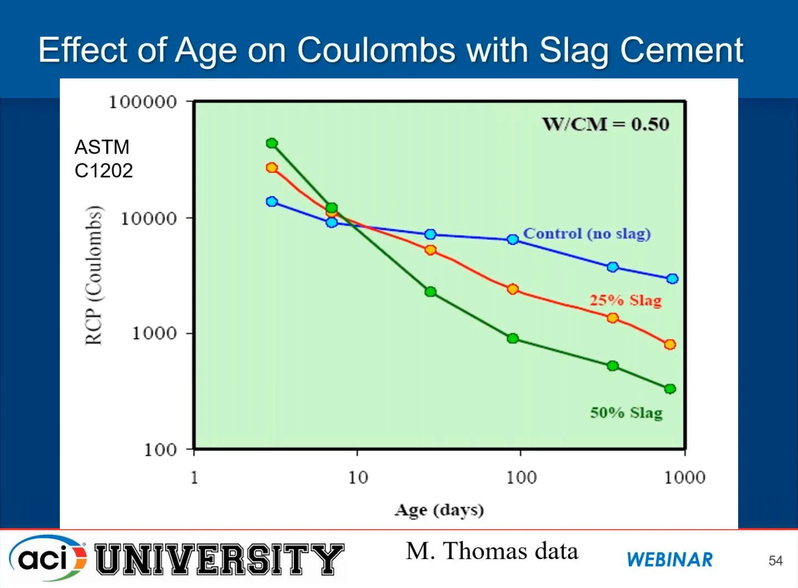And again, this is more ASTM 1202 rapid chloride data from Mike Thomas at University of New Brunswick, showing changes for 0.5 concretes at different ages ranging from 3 days to 2 years here, and showing their big reduction with 50% slag. The crossover here again is just after about 7 to 10 days, and then after that the slags keep getting better and better, and the Portland cement not so much, because the slag continues to hydrate for a longer period than the Portland cement.